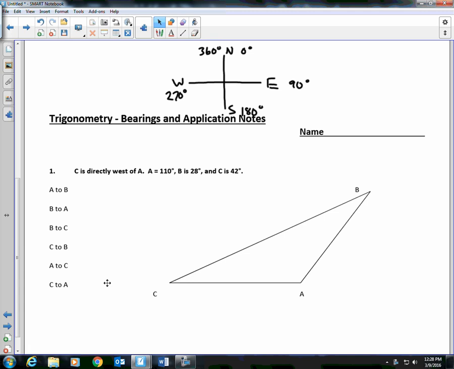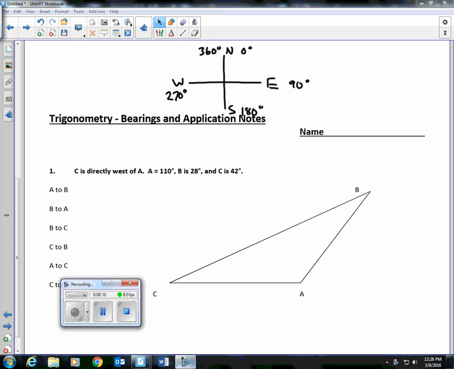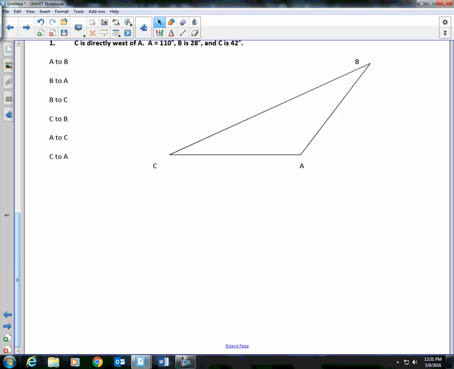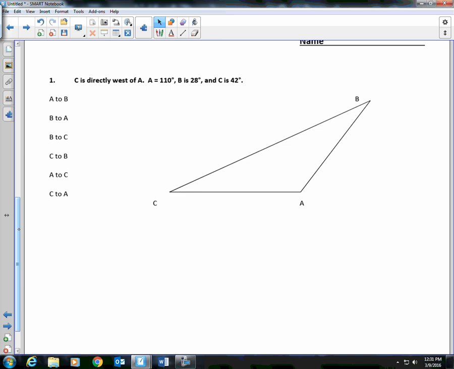Okay, so we begin our notes on bearings. In order for us, visual. So what we're going to do is answer some questions regarding triangle shapes. C is directly west of A. A is 110 degrees. B is 28 degrees. And C is 42 degrees.